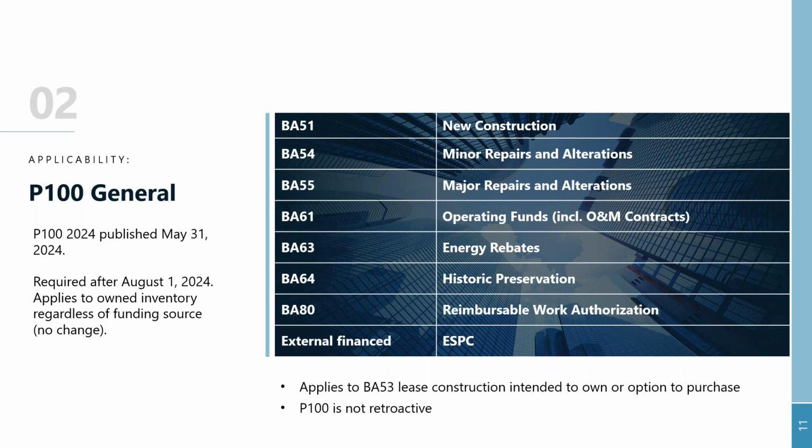In the past, when the latest version of the P100 was truly required had been maybe more loose. But this time around they had a schedule where they published it at the end of May, and then by July, projects that were in study phases, it was applicable, and then by August 1st, for any new solicitation, it was a requirement. And this is applicable to all GSA-owned regardless of the funding.